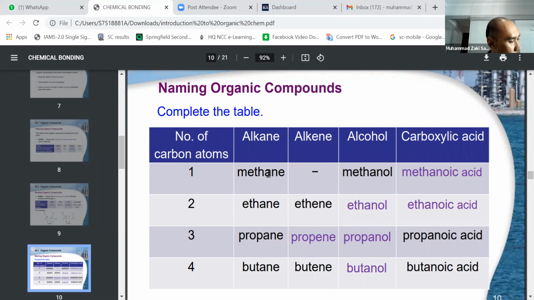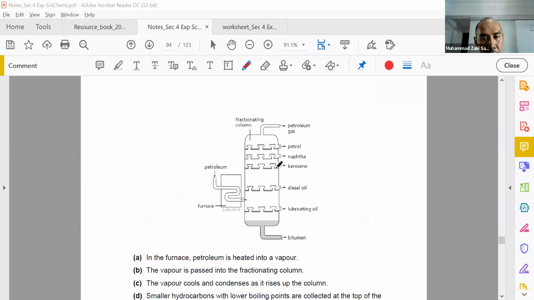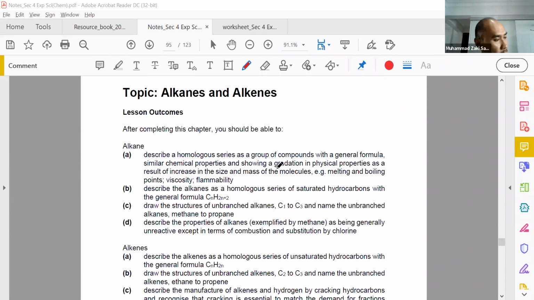Any questions? No? I can just touch a little bit on alkanes. Just touch on it, I won't go deep. Any questions? Okay, no questions. All right, alkanes and alkenes.